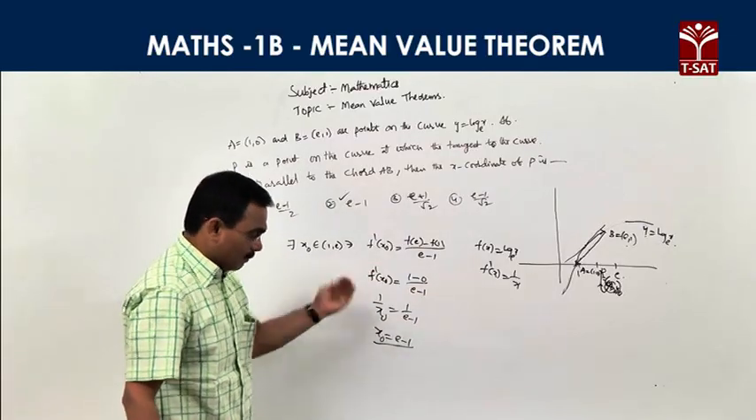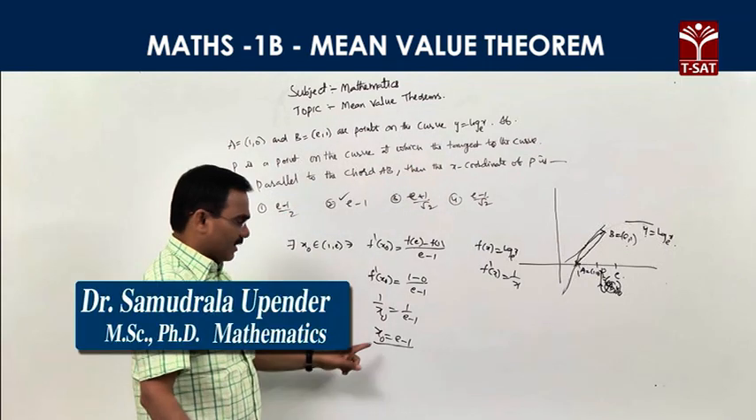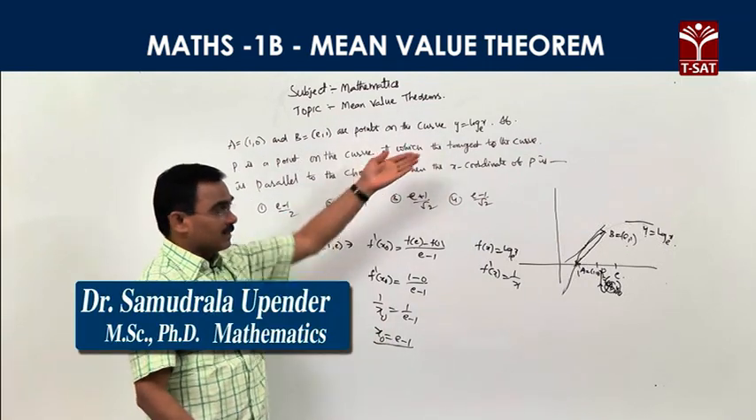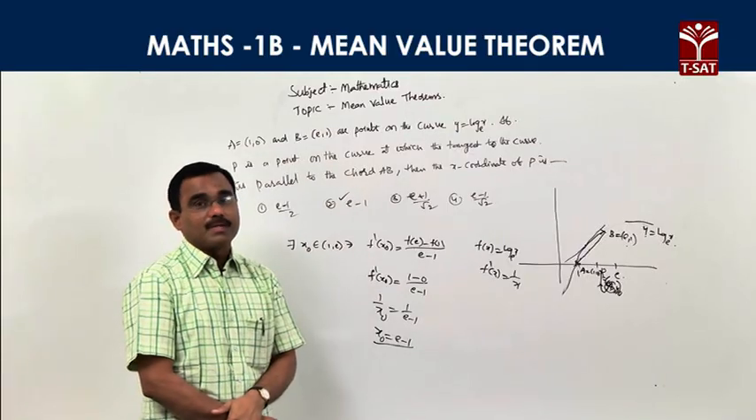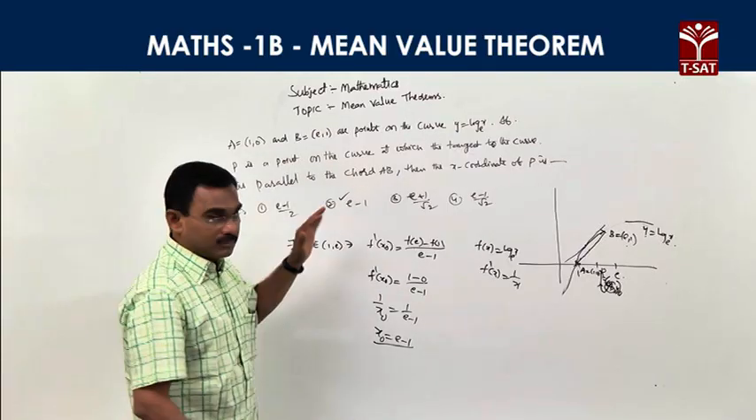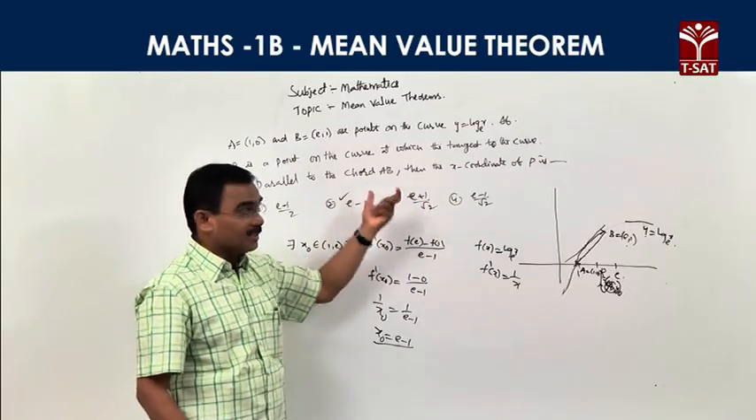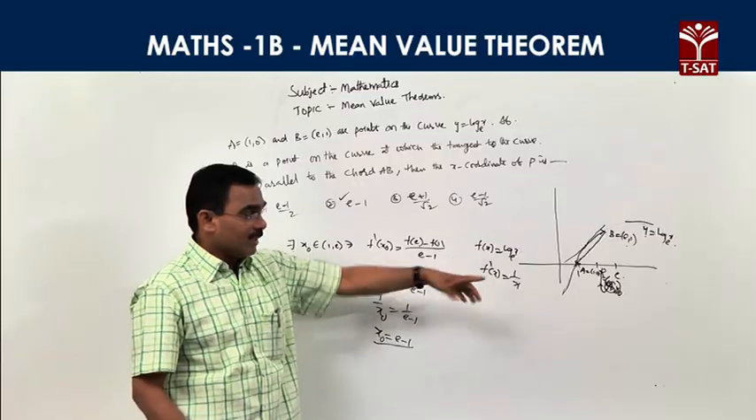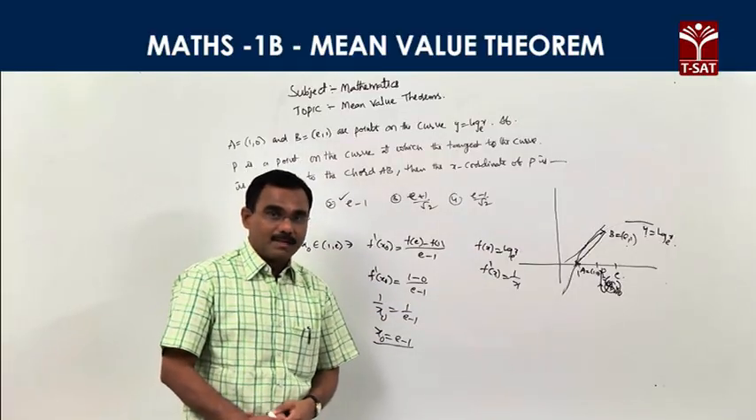Sometimes the y value is asked. Since y = log x and the x value is e - 1, substituting gives y = log(e - 1) to the base e. So sometimes this is asked as a geometrical problem. Without invoking Lagrange's mean value theorem directly, the x coordinate is nothing but e - 1.